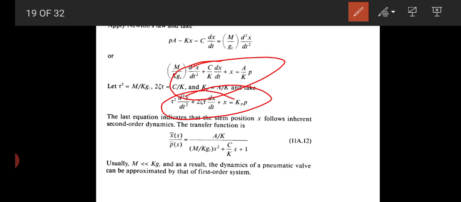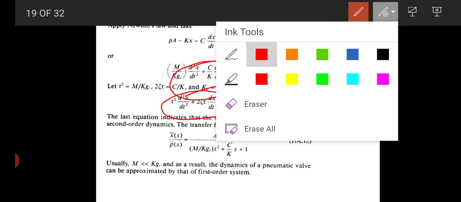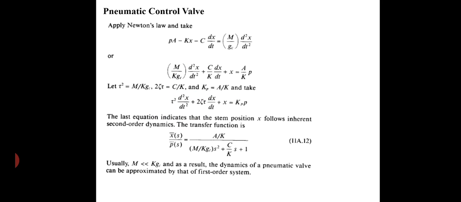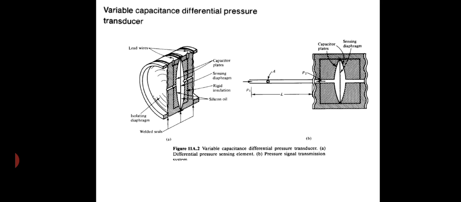If we are able to make m by kGc negligible, that is only possible if the value of m is much lesser than k into Gc, right? So we have to make the value of K higher. That means the spring constant we have to take higher in comparison to the mass, or it is always occurring, right? So I hope you understand from this mathematical expression how we established this transfer function.